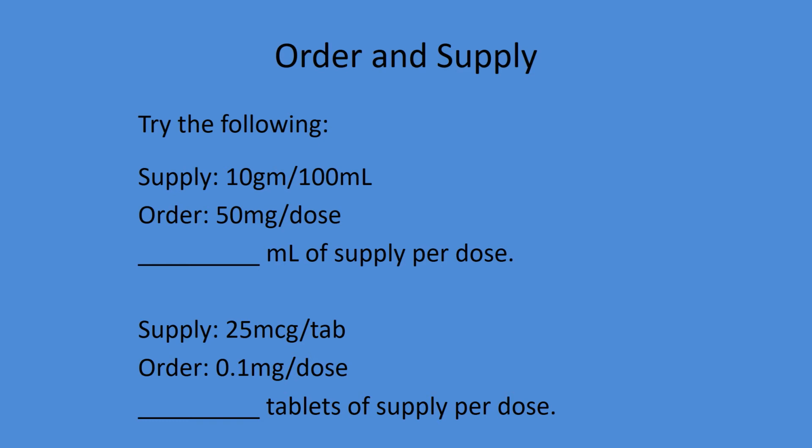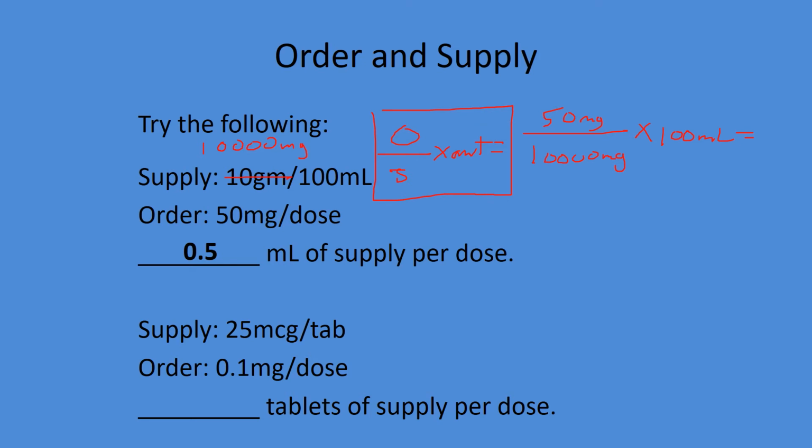Okay, for the first one, let's take a look at the units. This guy right here is in grams, so I'm going to change him to milligrams. So 10,000 milligrams. And from here, all you got to do is order over supply times the amount. So our order is 50 milligrams. Supply is 10,000 milligrams. This is per 100 mLs. Crunch your numbers. 50 divided by 10,000 times 100, and you'll end up with half an mL per dose.